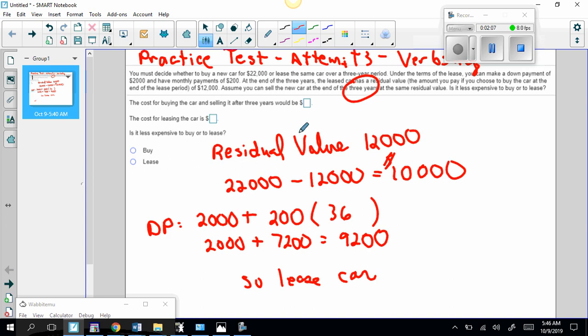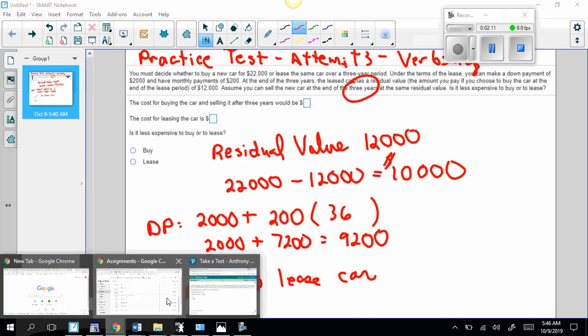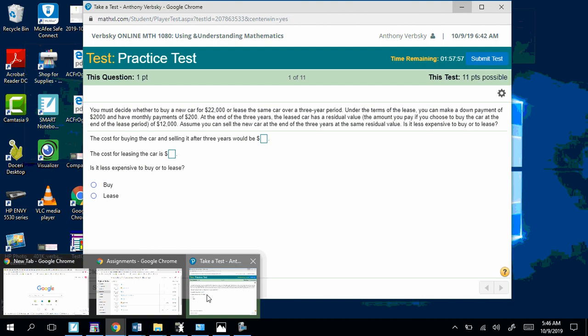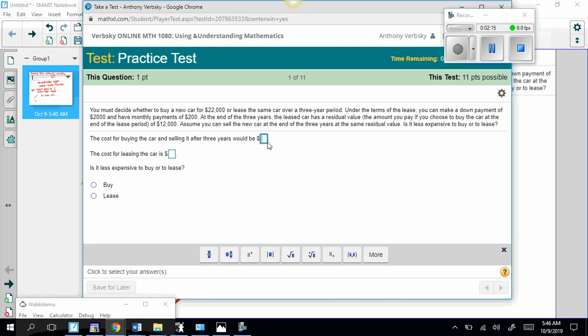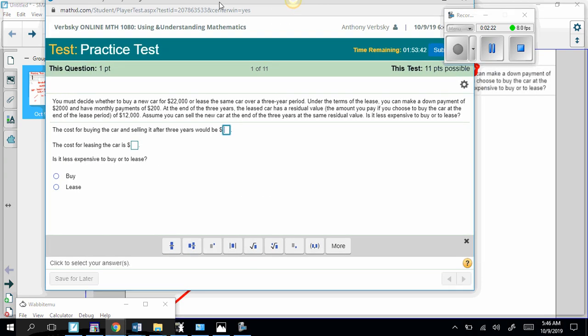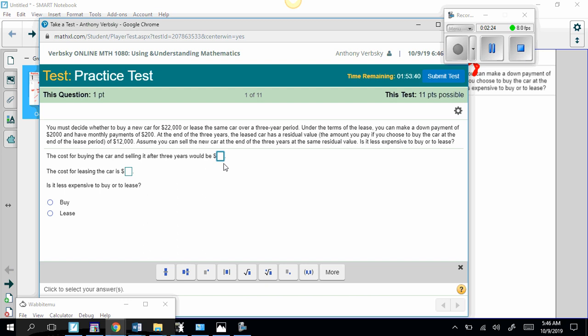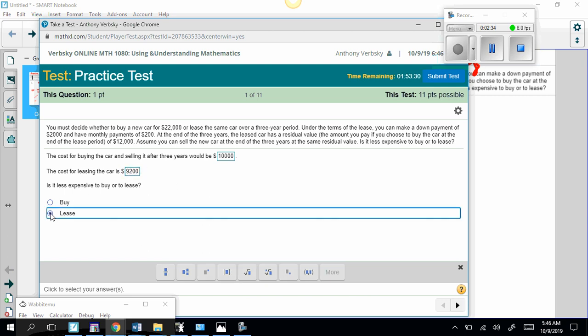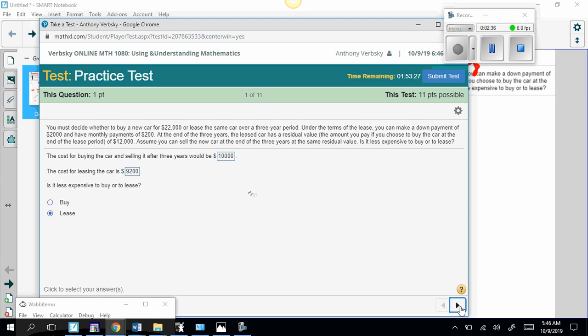So let me enter that in. Whoops, sorry. I don't know if I got the right pen here or not. Let me see. I'm taking the test. And, well, that's not going to be fun. Well, I can remember some. The cost of buying the car and selling it would be 10,000, 9,200, and lease. Next question.